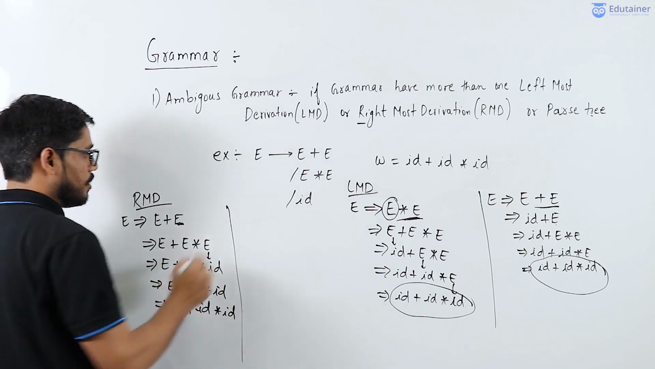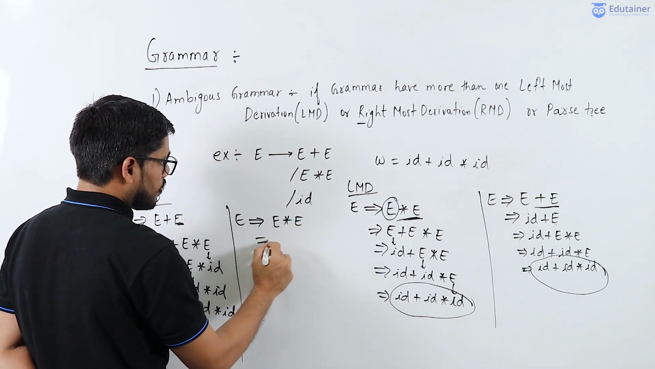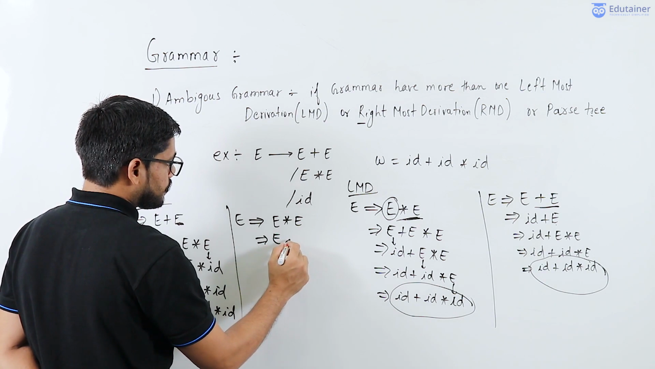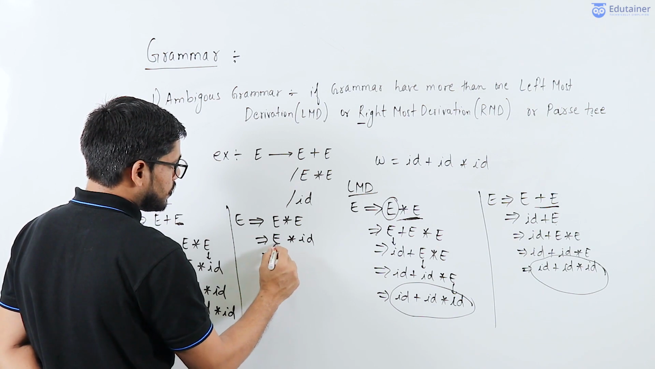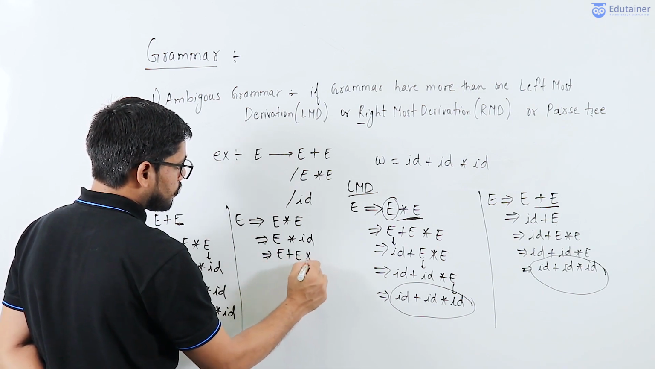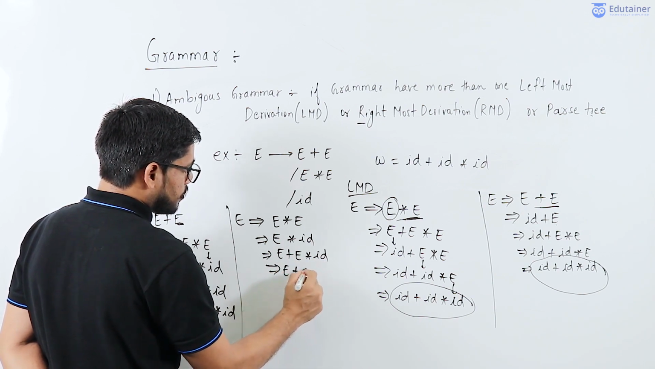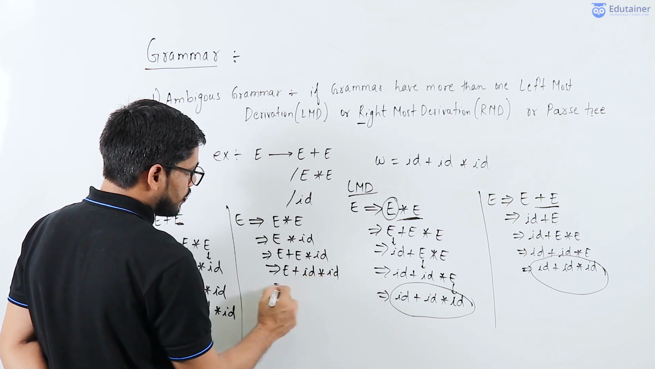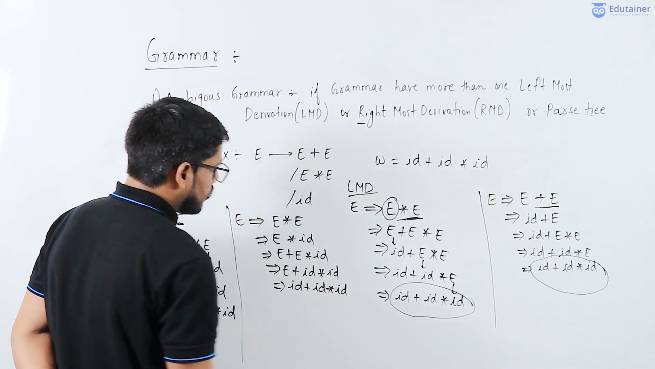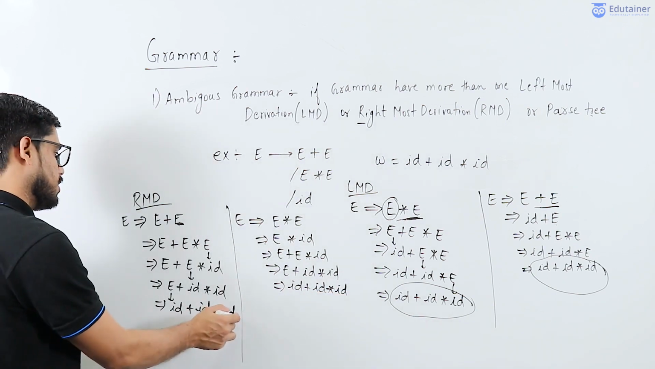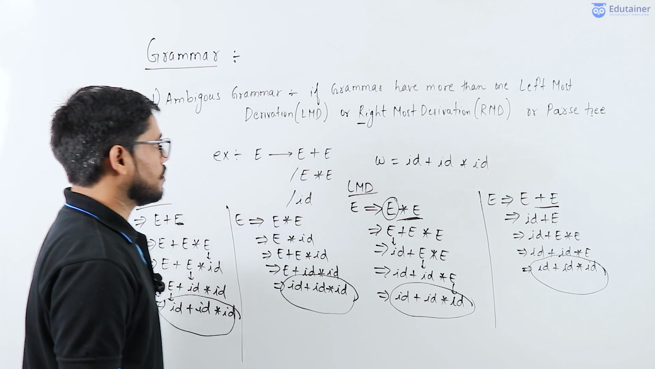Similarly, I can derive in another way also. E derives E star E. This E can be replaced by ID. Now in the next step, this E can be replaced by E plus E star ID, and finally it is ID into ID, and then ID plus ID into ID. Okay, so in rightmost derivation we also got the same result but in two different ways. So definitely this grammar is ambiguous under rightmost derivation.